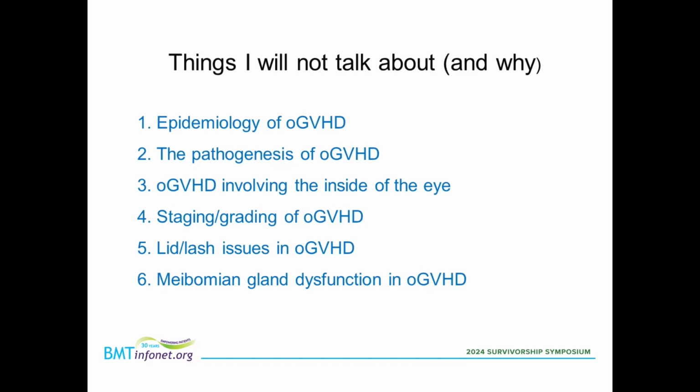I'm not going to talk about staging and grading of ocular GVHD. That's really necessary only if you're doing studies. I'm not going to talk about lid and lash issues in terms of lashes getting turned in because of the scarring. And I'm not really going to talk about meibomian gland dysfunction, although I'm sure there's going to be a lot of questions about this. And the reason is that there's a lot of data that our understanding of meibomian gland dysfunction is poor, and that the lipids that are in the meibomian glands actually don't make up the majority of the lipids of the tear film layer. And a lot of emphasis, though, is placed on, we've got to treat the meibomian glands, whereas we have no data that we have any effective therapies or that it really forms a significant part of the tear film.